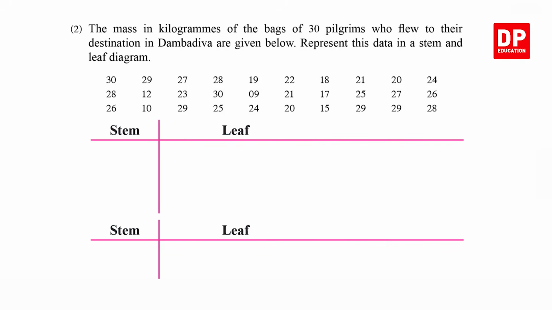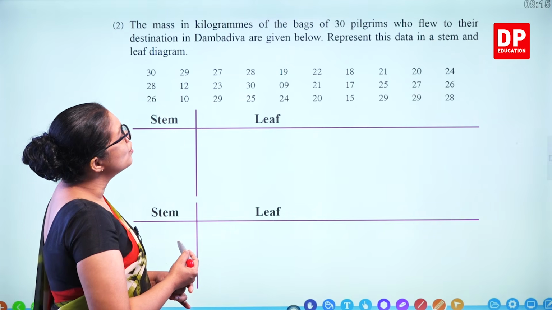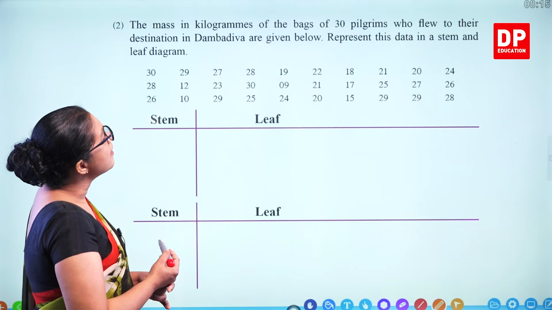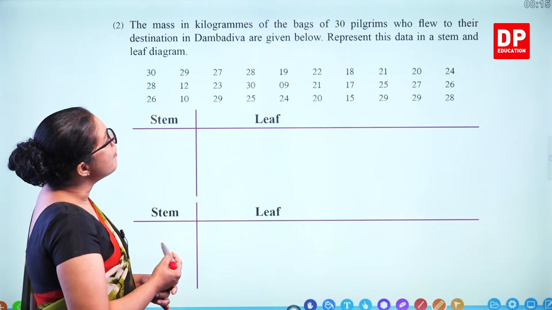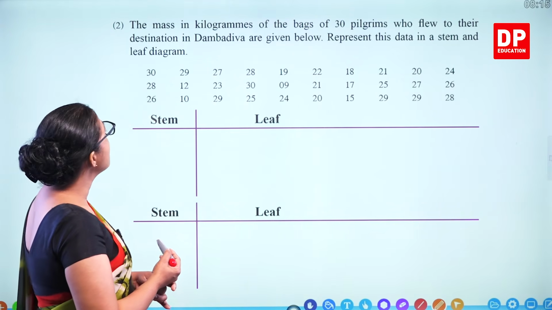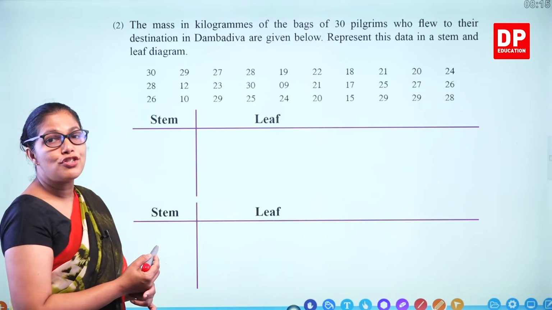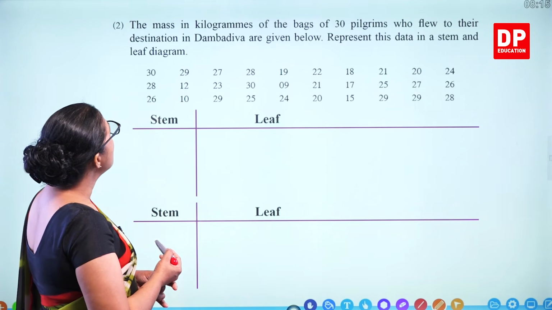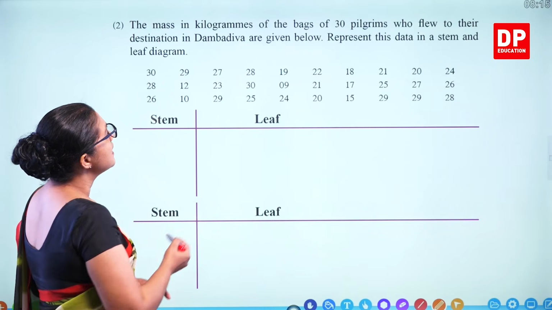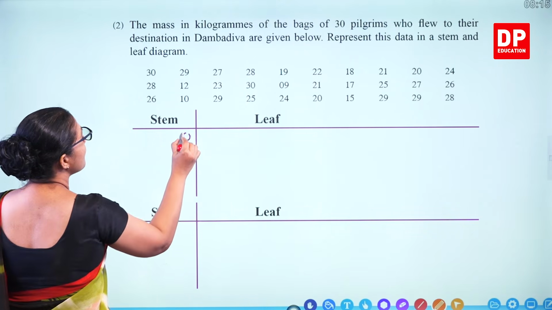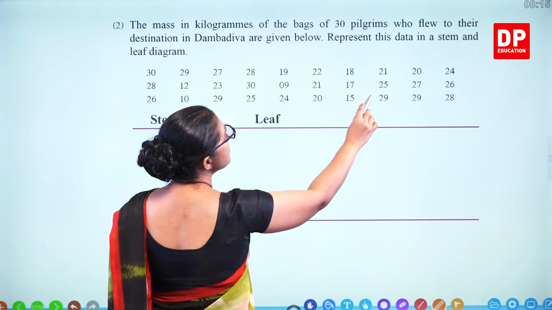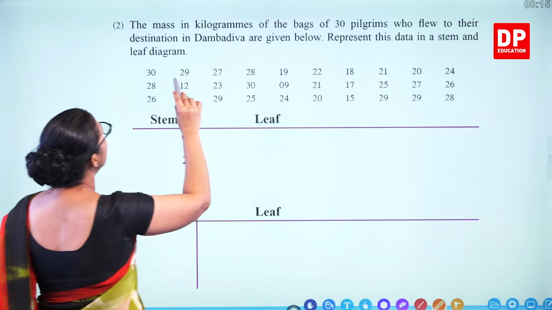The mass in kilograms of the bags of 30 pilgrims who flew to their destination are given below. Represent this data in a stem and leaf diagram. So 2-digit numbers are there. What's the lowest stem value? We can see 0, 1, 2. Then what's the highest stem? 3 is there.